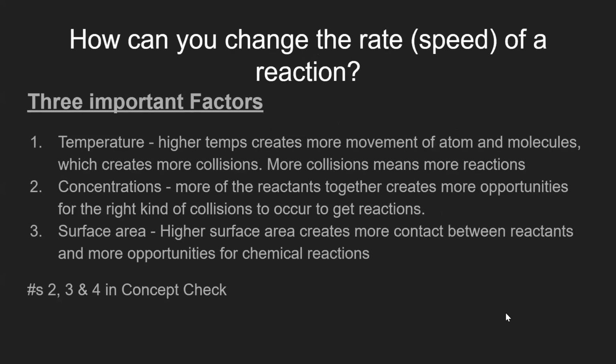Okay, so can you change the rate of speed of a reaction? There are 3 important things that help a reaction go faster or slower, and it all has to do with how many collisions of atoms there are. The first one is temperature. We talked about that before. The higher the temperature, the more things are moving around, the more they collide with each other, and more collisions mean more possible reactions.